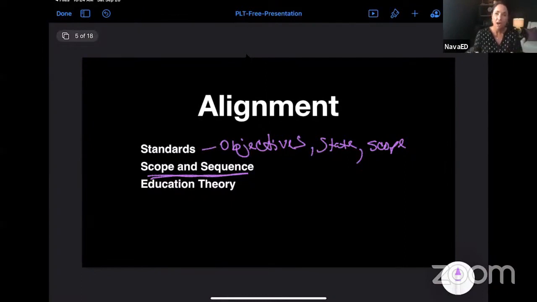Most of you are using the Common Core standards. If you're in another state, you're using your own standards. They're aligned to the Common Core. So, you know, go ahead and look at those.